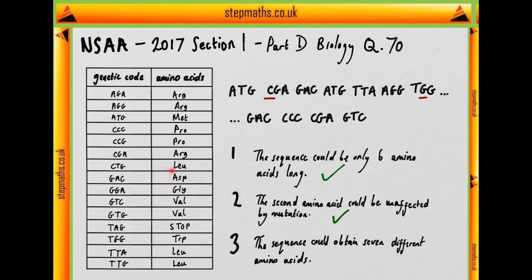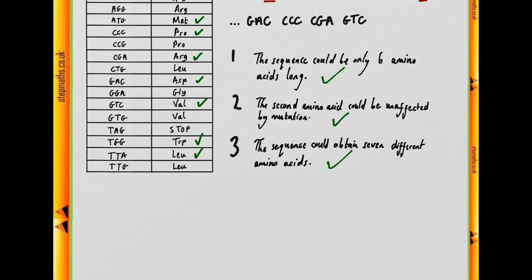GAC is ASP, which we've had. CCC is PRO, we can note that down. CGA we've already had, and GTC encodes VAL. Okay, so we can make a quick note of all of that and tally it all up, and we can see that under normal circumstances, even precluding the mutations, we have 7 different amino acids, so this is potentially true, of course, because it is under the normal circumstance. So we have our answer, which is H. All 3 of them are true.